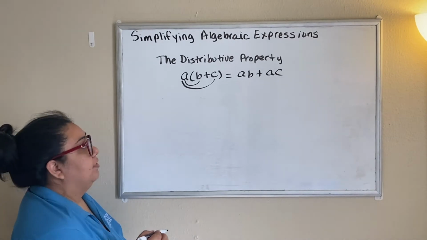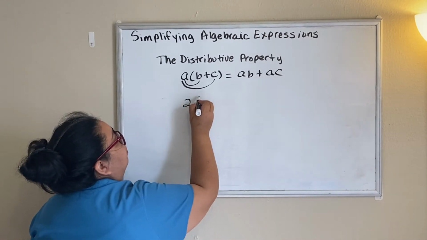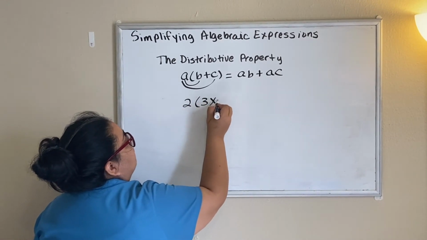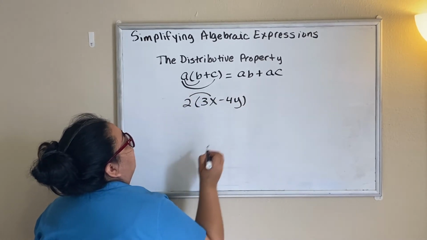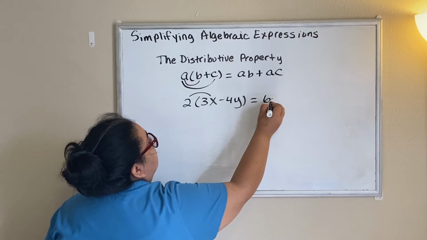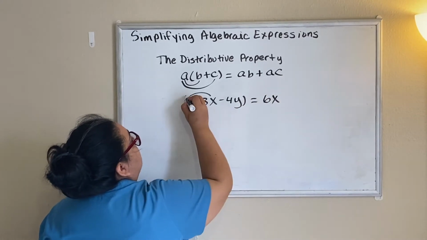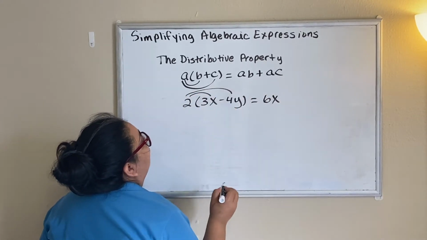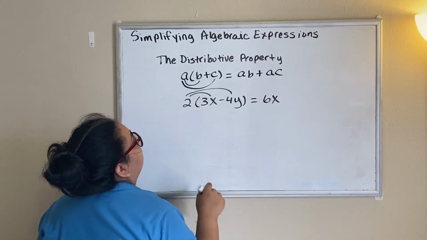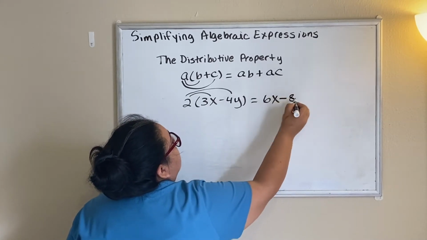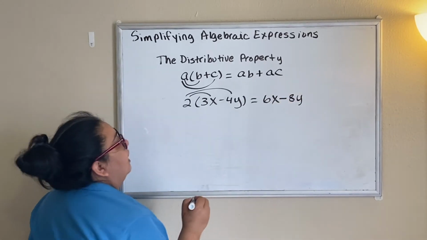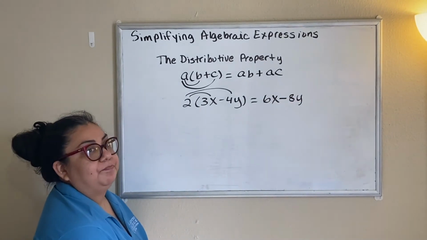So an example of that would be, for example, 2(3x - 4y). I would distribute 2 to 3x, which would give me 2 times 3 is 6x, and then I would distribute 2 to negative 4y. 2 times negative 4 would be a negative 8, so I would bring over minus 8, and then don't forget the y, and that would be the distributive property.